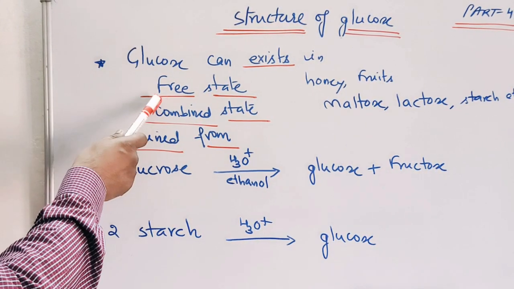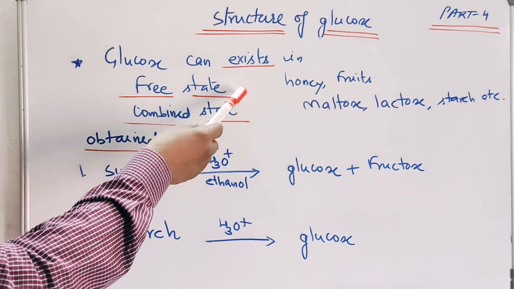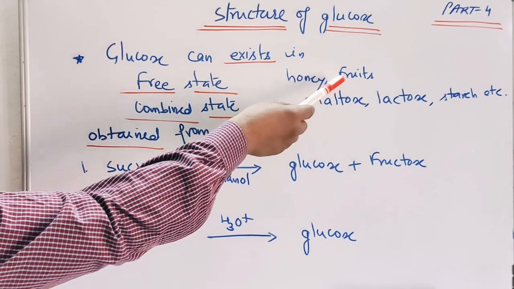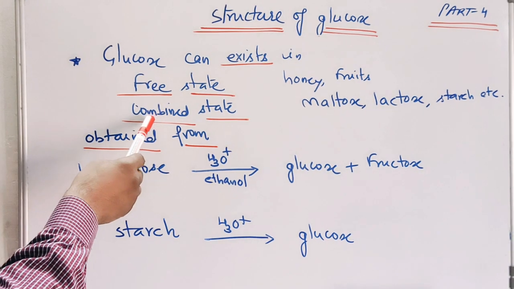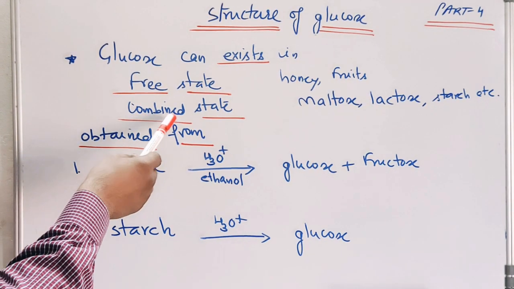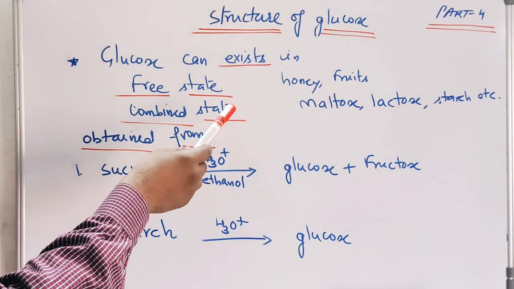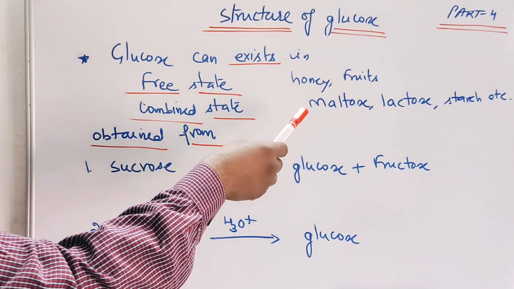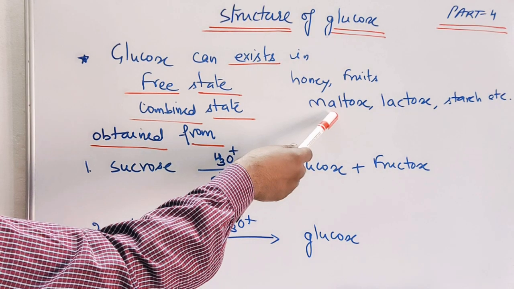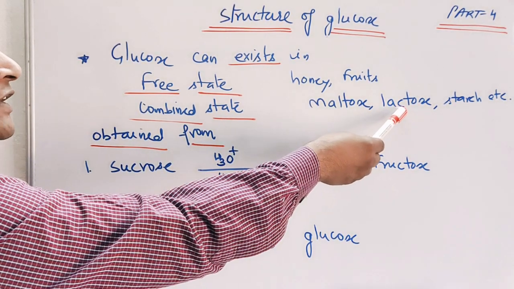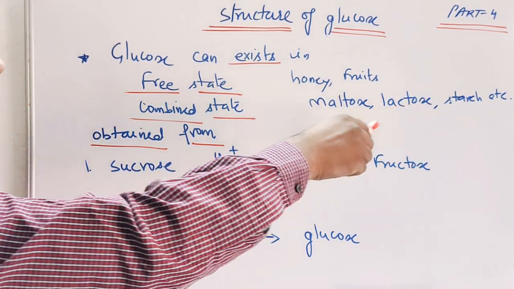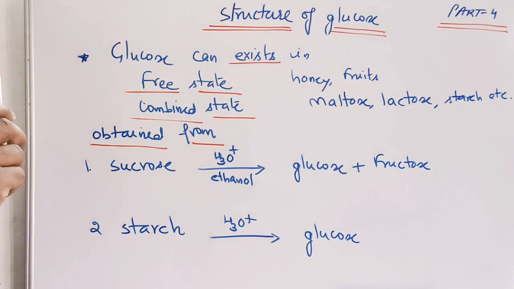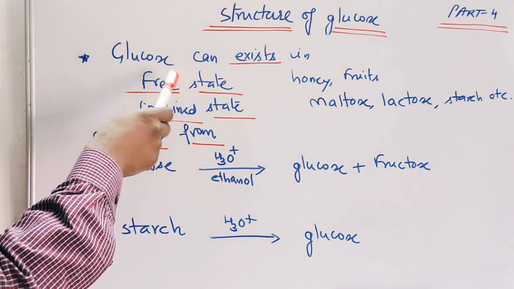It can exist in a free form, as glucose in honey and fruit. It can also exist in a combined form. Combined form means it is not existing as glucose, but in some higher polymeric structure, which can be maltose, a disaccharide, lactose, a disaccharide, or starch, a polysaccharide. So glucose can exist in a combined state and in a free state.